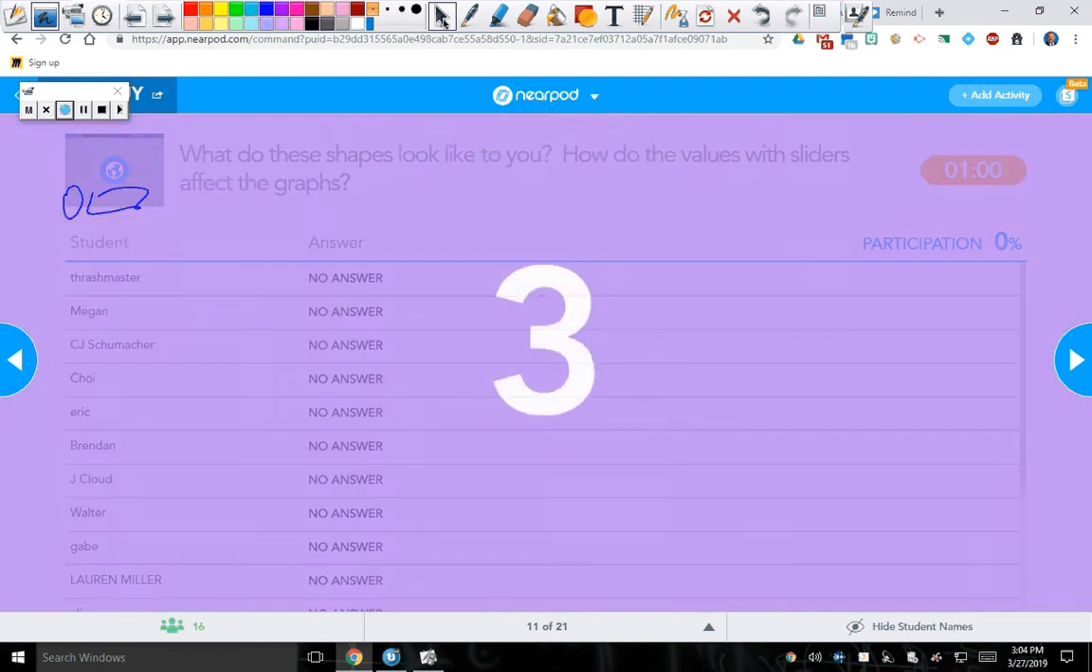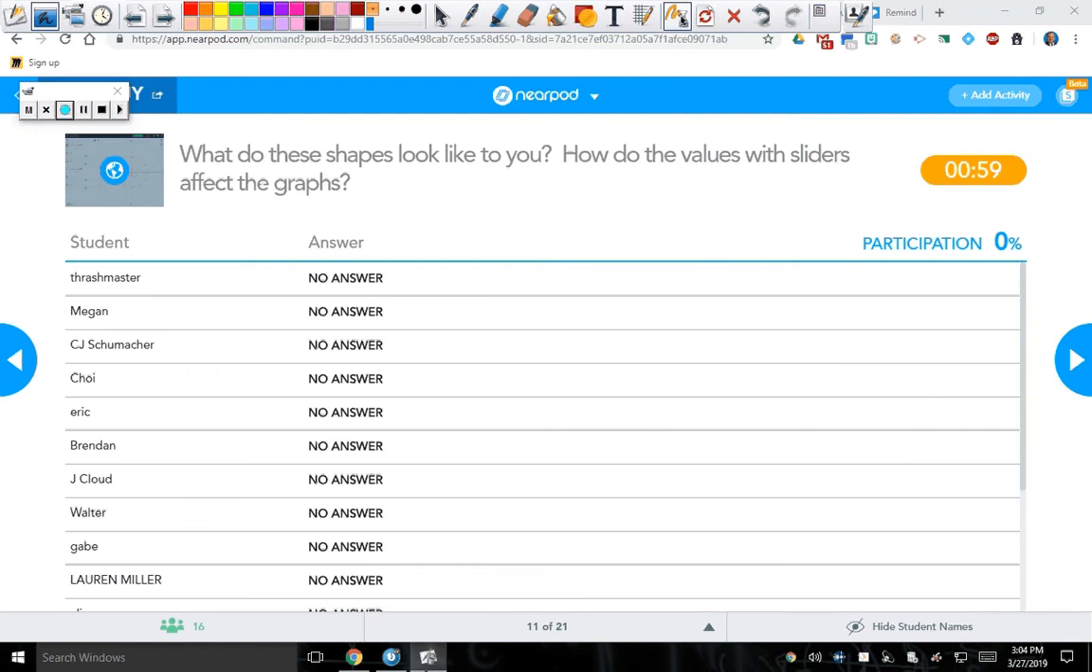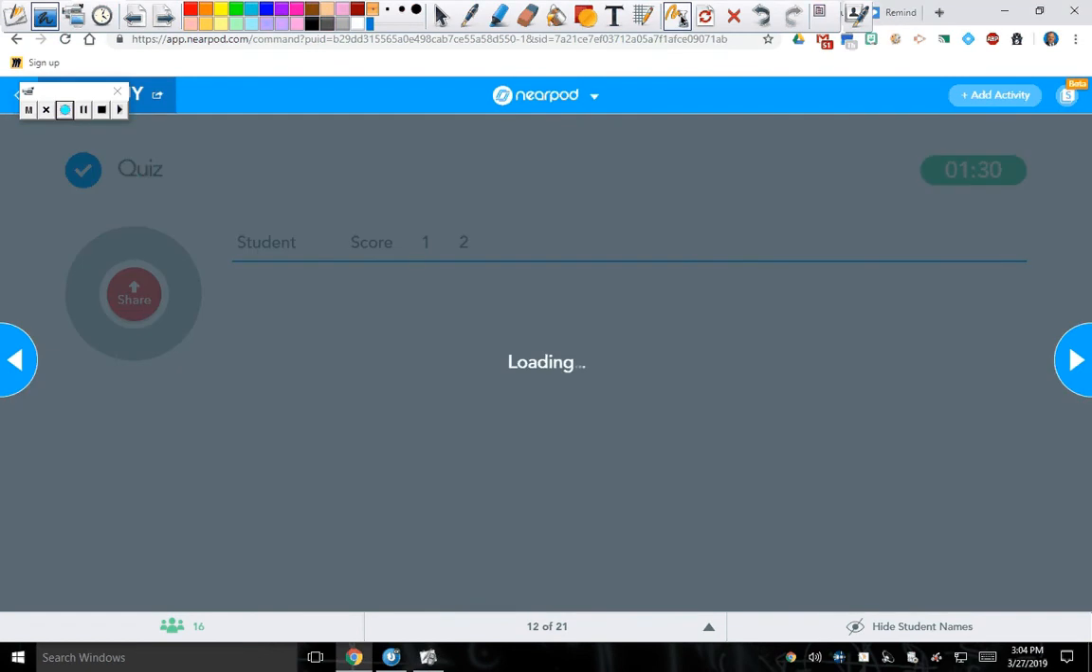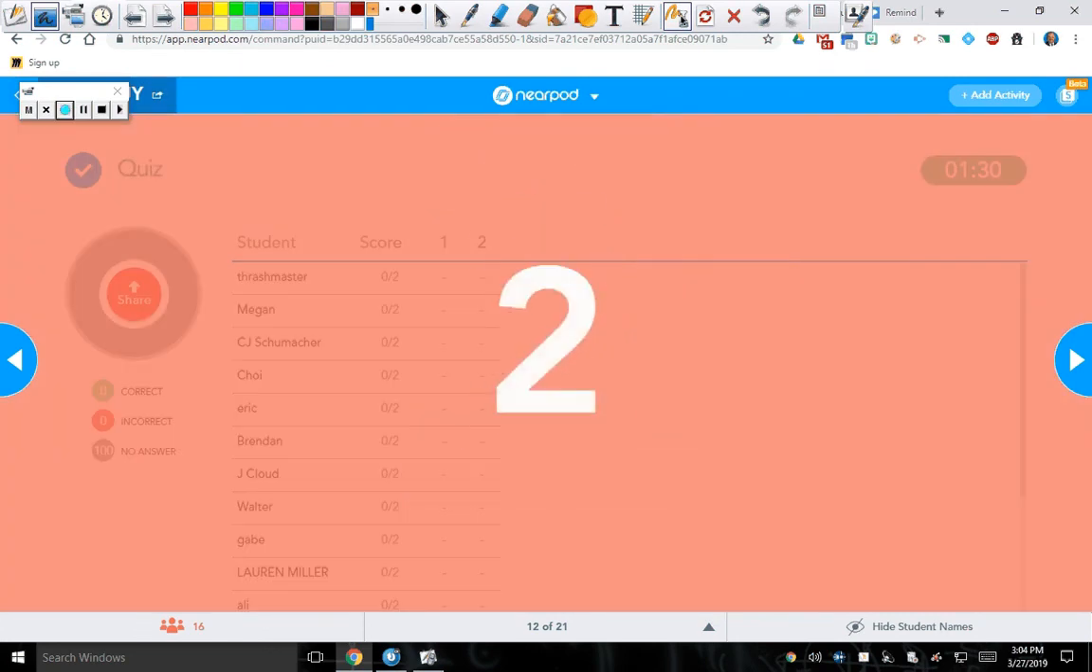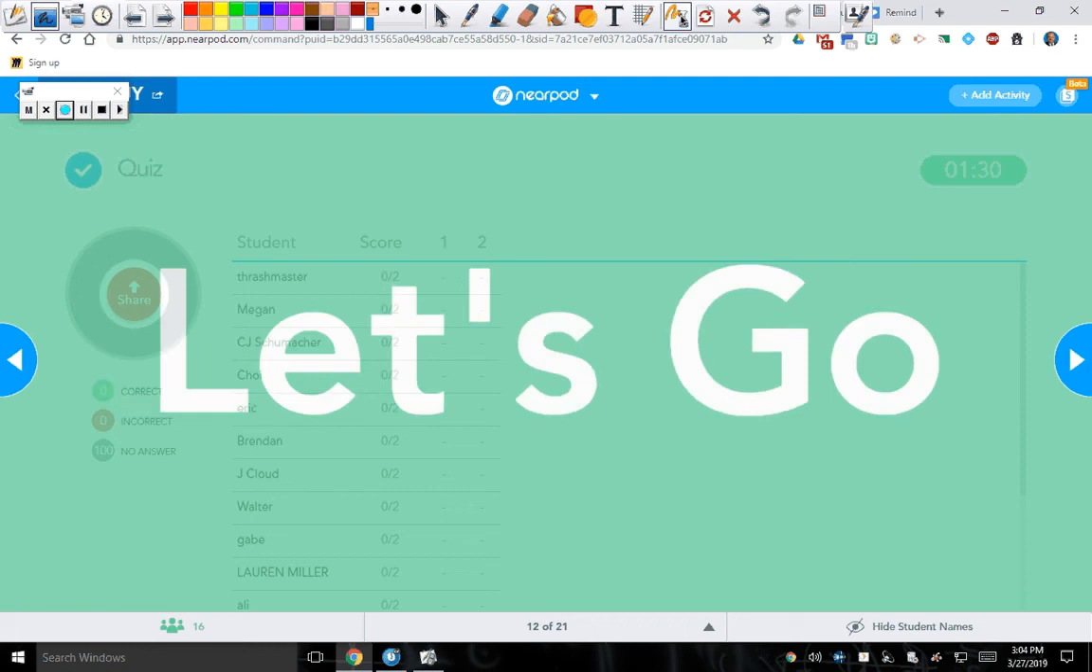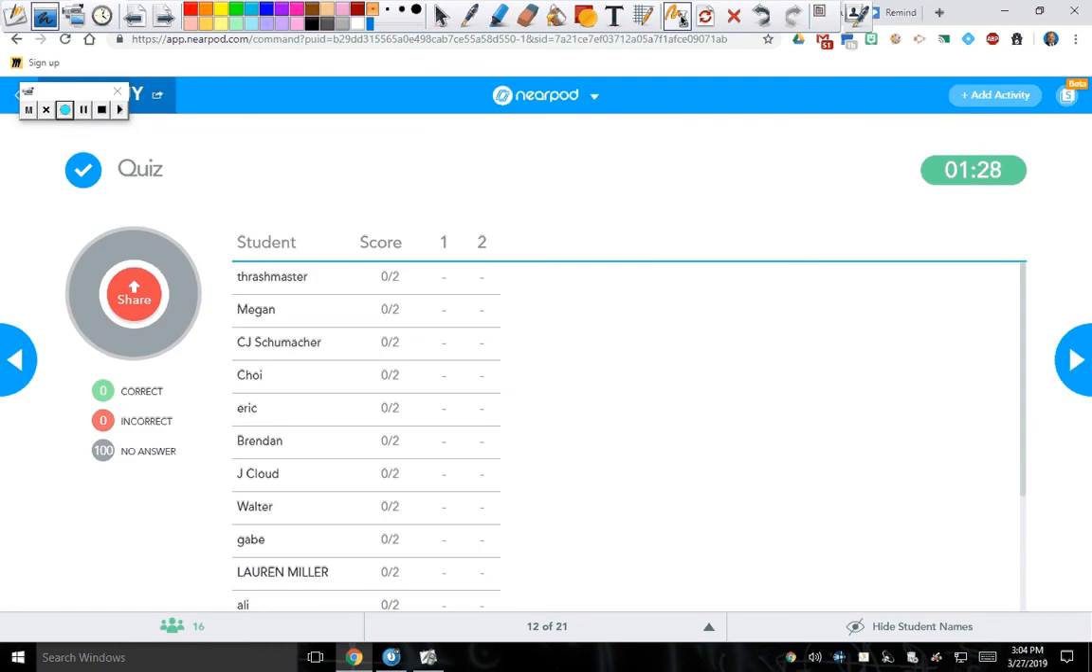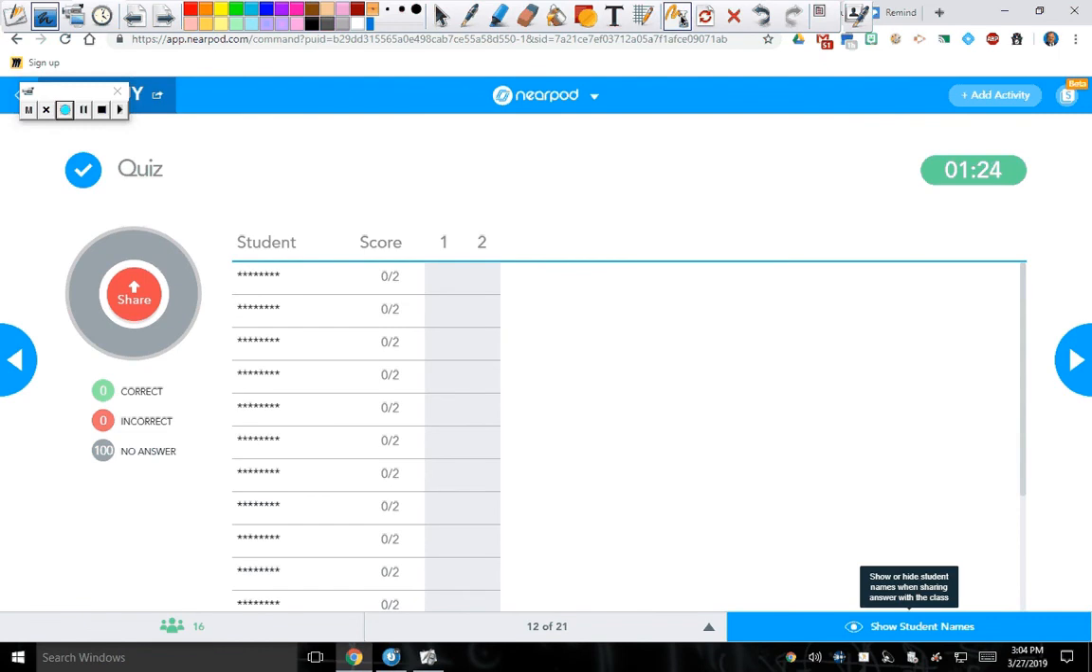See what you got. What do these shapes look like? Let's go to the next slide. Next slide. There's only 2 questions, you should get them both right, especially the way y'all were engrossed in those graphs. Oh wait, what am I doing?